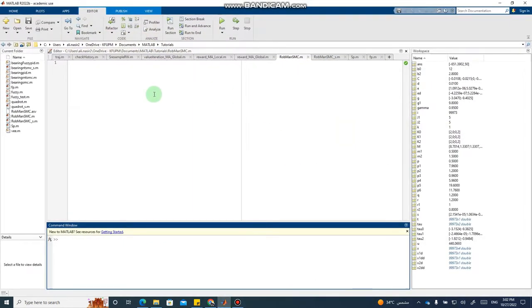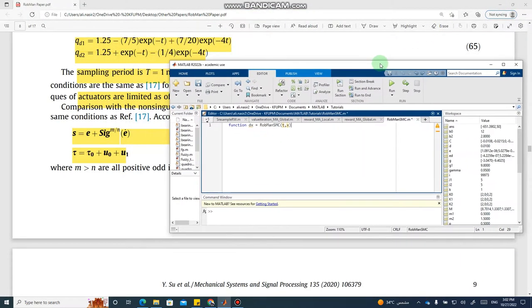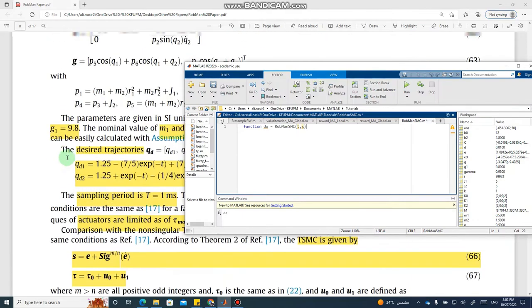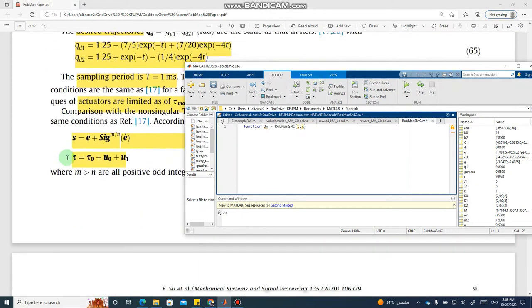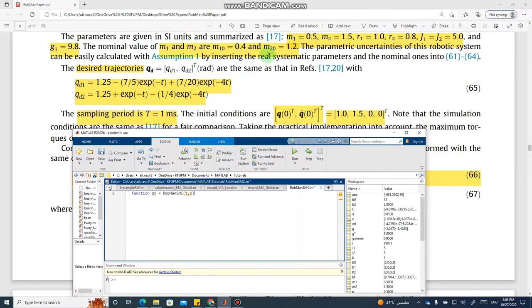So when we open MATLAB, we can start writing the function file. First of all, we have to write down the parameter values. So let me scroll this up, and you can see here these parameter values are given, so we can just write them down.